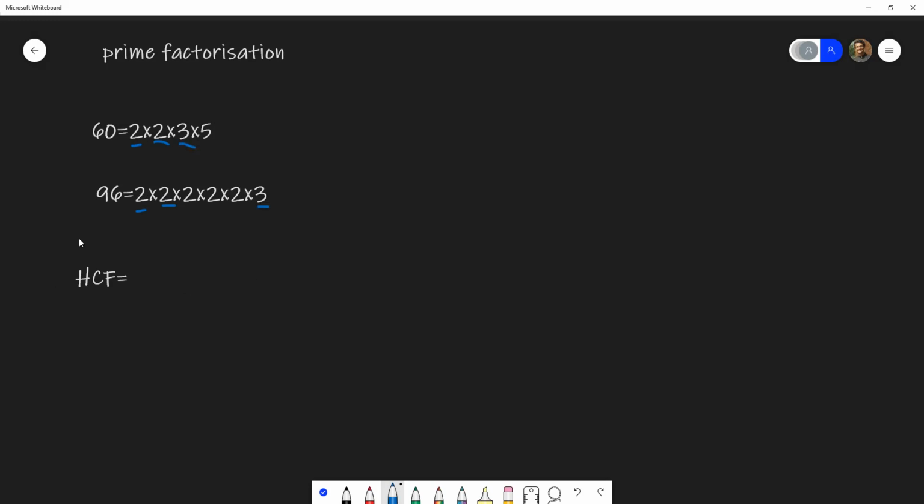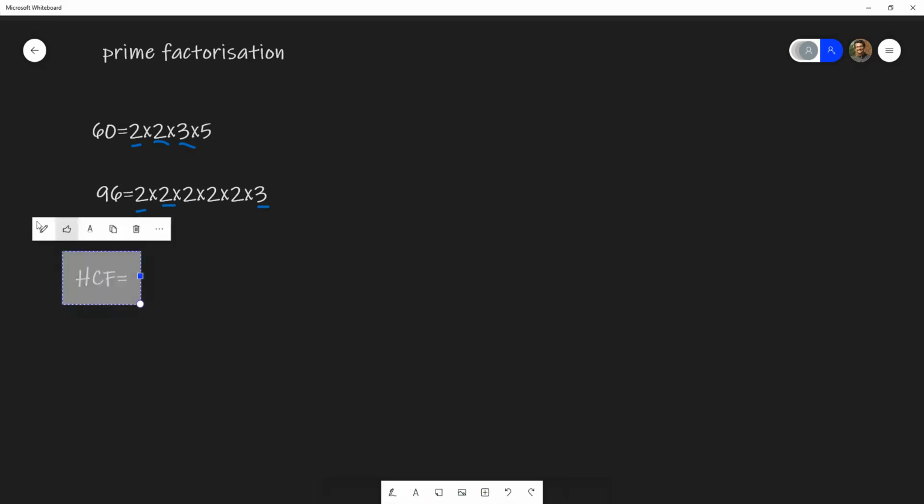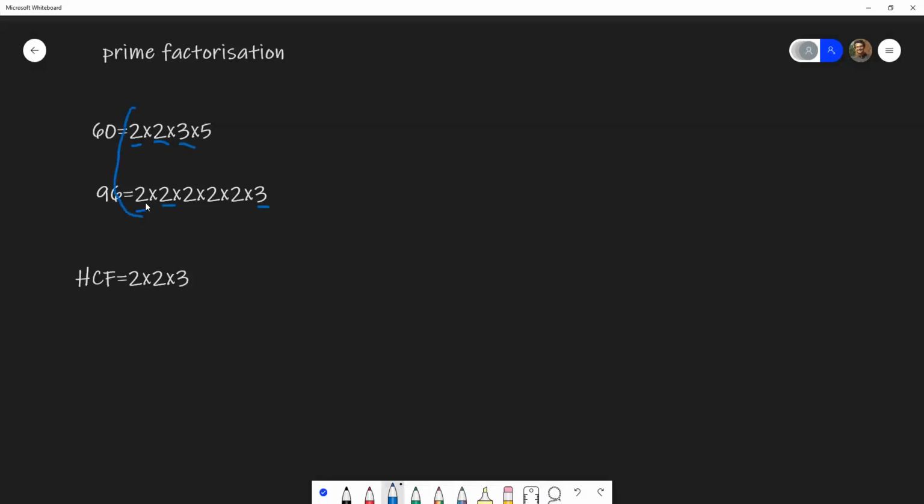So what will we get for the HCF over here? 2 and 3. 2 times 2 times 3, because there are two twos in common. Let me break it down again. 2 twos, and there is another 3 over here, so we make it 2 times 2 times 3. Okay, let me remove it because this is really jiggly. So we get the answer, what?